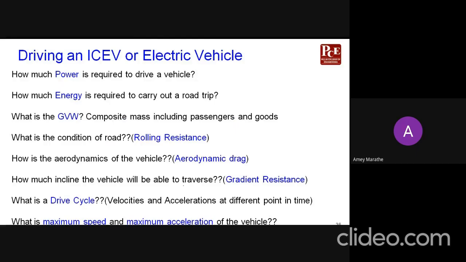Whether you are driving an IC engine vehicle or an electric vehicle, there are certain questions which will always come to your mind. These questions are very important when it comes to EVs. How much power is required to drive a vehicle? Until I calculate, I will never know. How much energy is required to carry out a road trip? This is also an answer I want to know. What is the gross vehicle weight, that is, the composite mass including passengers and goods? Now, this will not be answered until you include the battery weight.